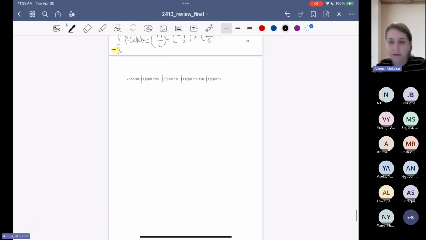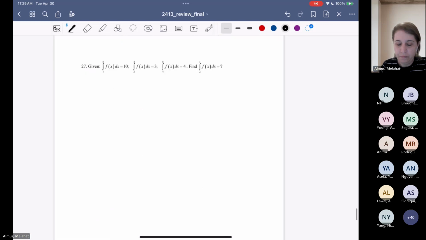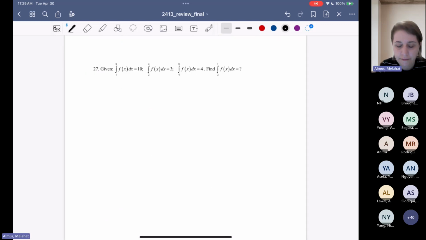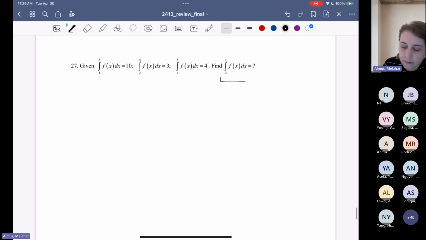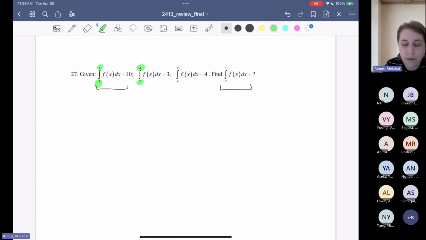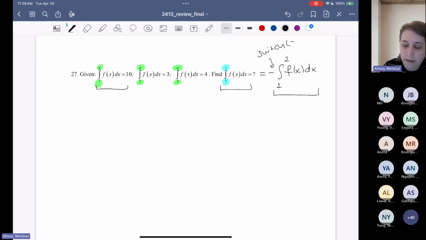Okay, one more thing about the properties. Given some information about f, can we find its integral at a certain interval? What's given? Integral from 1 to 8 is given, 2 to 4 is given, 4 to 8 is given, okay? And we want the integral from 2 to 1. First of all, integral from 2 to 1 is same as negative of integral from 1 to 2. We like smaller to bigger better, so just switch with a negative.